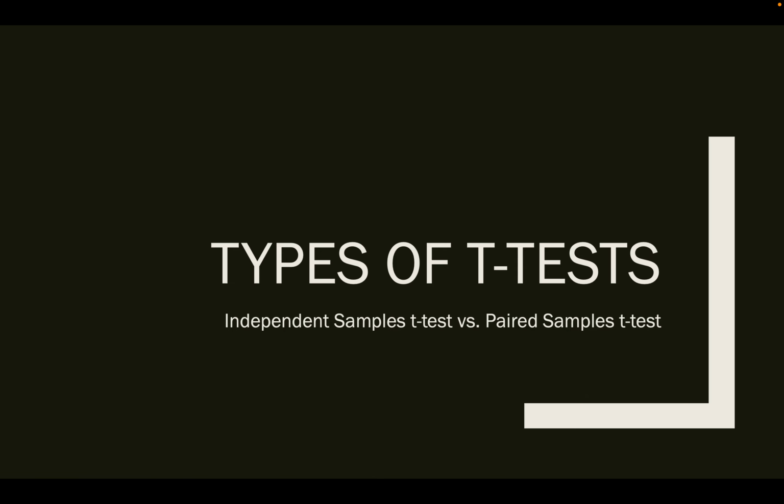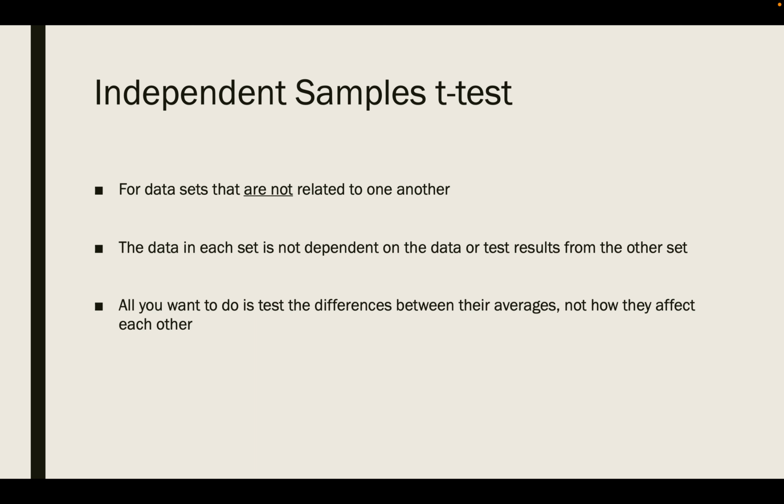Now I wanted to talk about a couple of the different types. These are the two main types that we worry about, and it would be independent samples t-tests versus paired samples t-tests. And we'll get into each of those now. The first one is your independent samples t-test. That one is for when you have two data sets, as you do with all t-tests, but for when these two data sets are not related to one another.